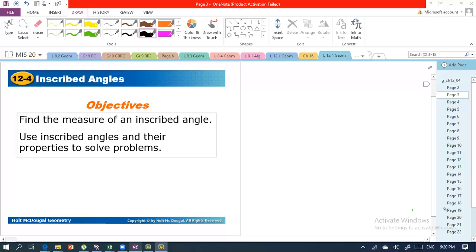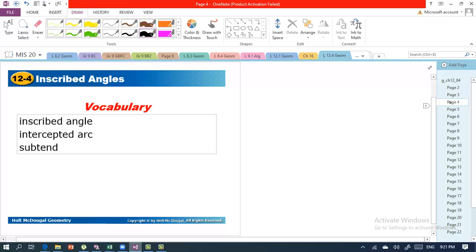Today our lesson is 12.4 Geometry, Inscribed Angles. Our objectives are to find the measure of an inscribed angle in a circle, and to use inscribed angles and their properties to solve problems. These are our objectives, and the student has to be able to know and implement all of that.